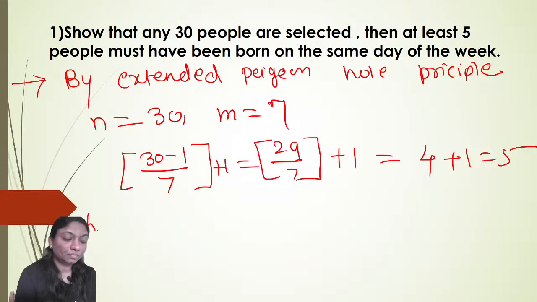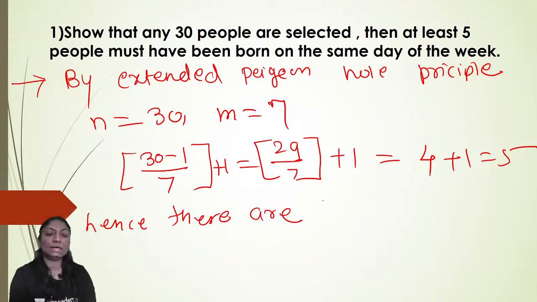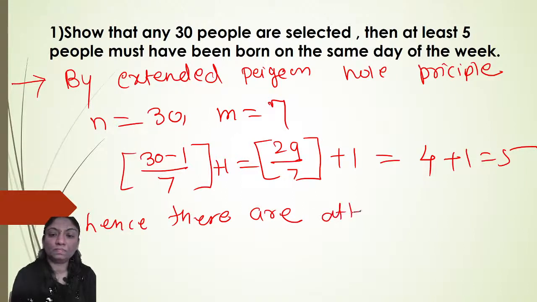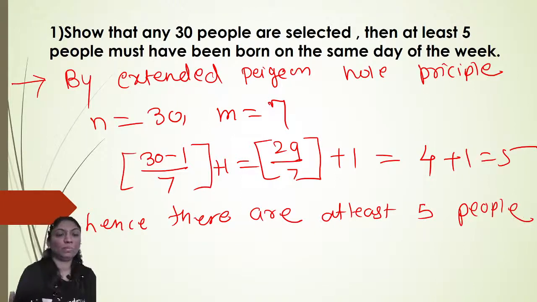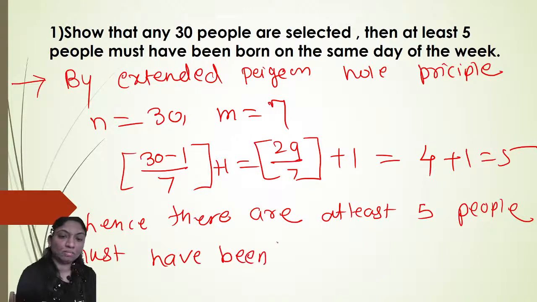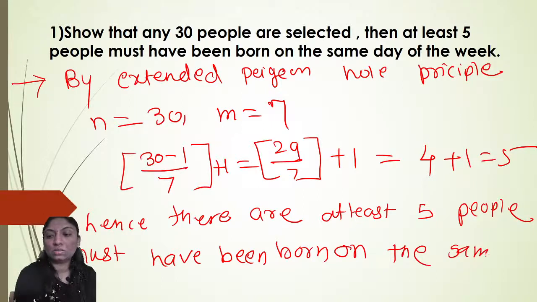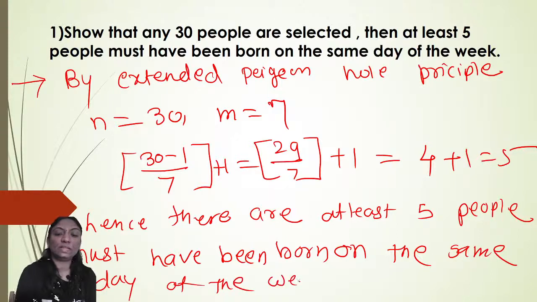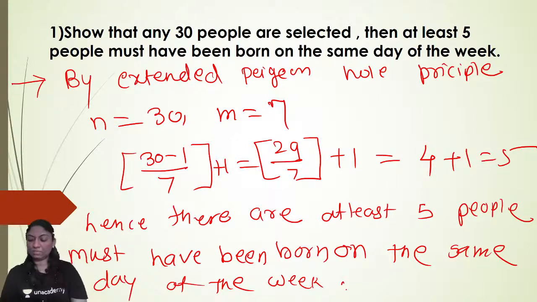Hence, there are at least 5 people who must have been born on the same day of the week, very simple, with the help of the pigeonhole principle.